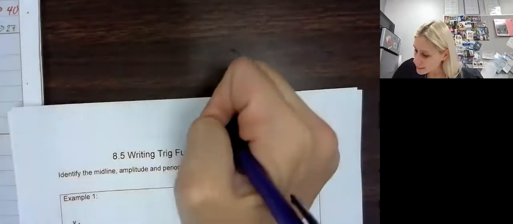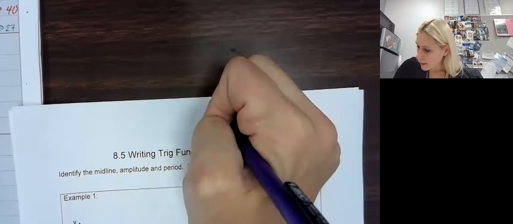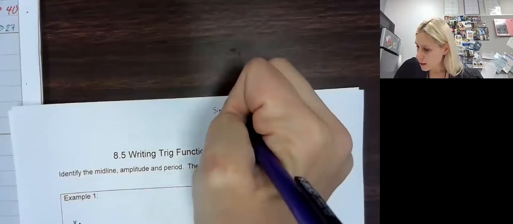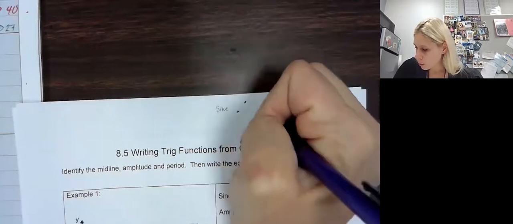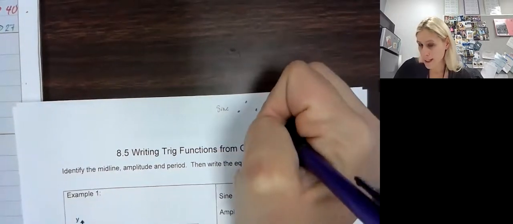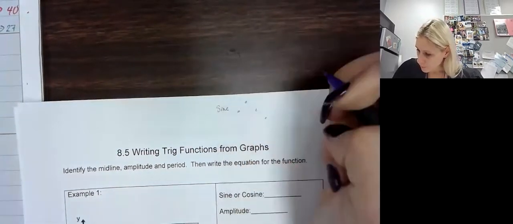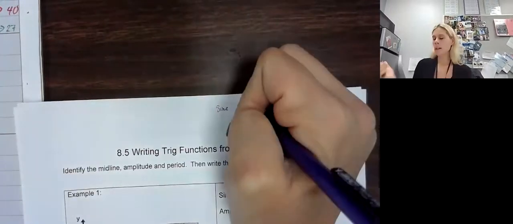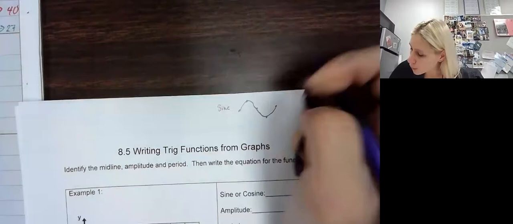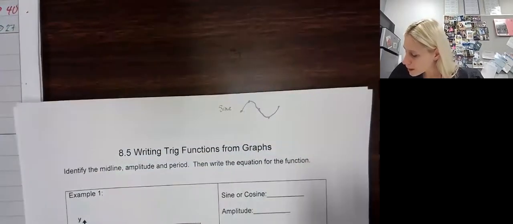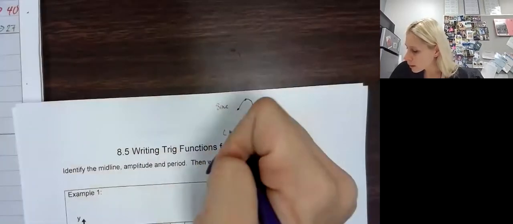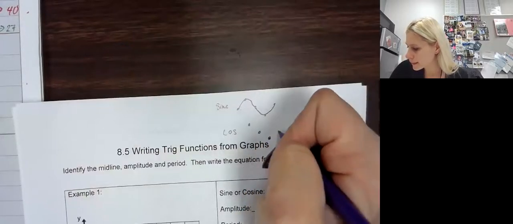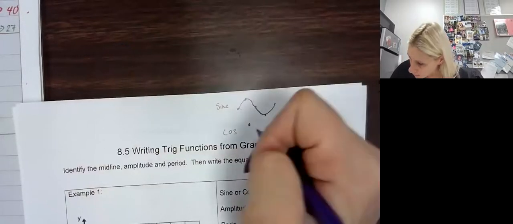Think of this. Sine, you remember, started at 0, went to 1, went to 0, went to -1, went to 0. So as you can see right here, your sine graph started at the midline, where your cosine started at 1, went to 0, went to -1, went to 0, went back to 1.